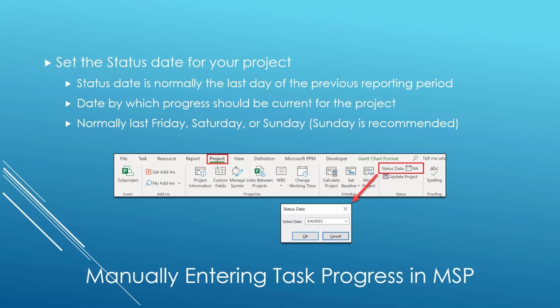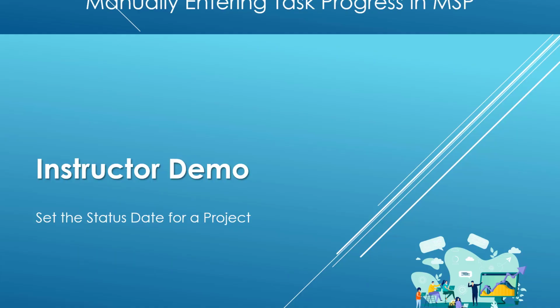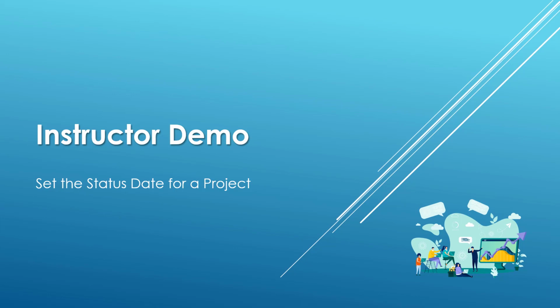To set the status date, you'll do this on the project ribbon. You'll click the status date button, and in the status date dialog, enter the date of either last Friday, Saturday, or Sunday, then click the OK button. So let's go ahead and take a look now at how to set the status date for a project.